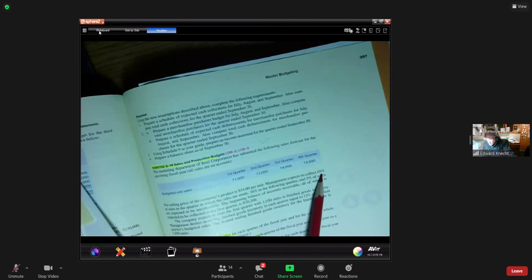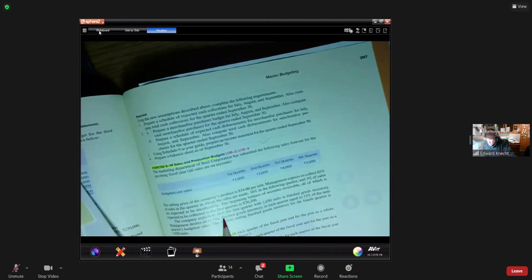Management expects to collect 65% of the sales in the quarter in which sales are made, 30% in the following quarter, and 5% of sales are expected to be uncollectible. The beginning balance of accounts receivable, all of which is expected to be collected in the first quarter, is 70,200. The company expects to start the first quarter with 1,650 units in finished goods inventory.